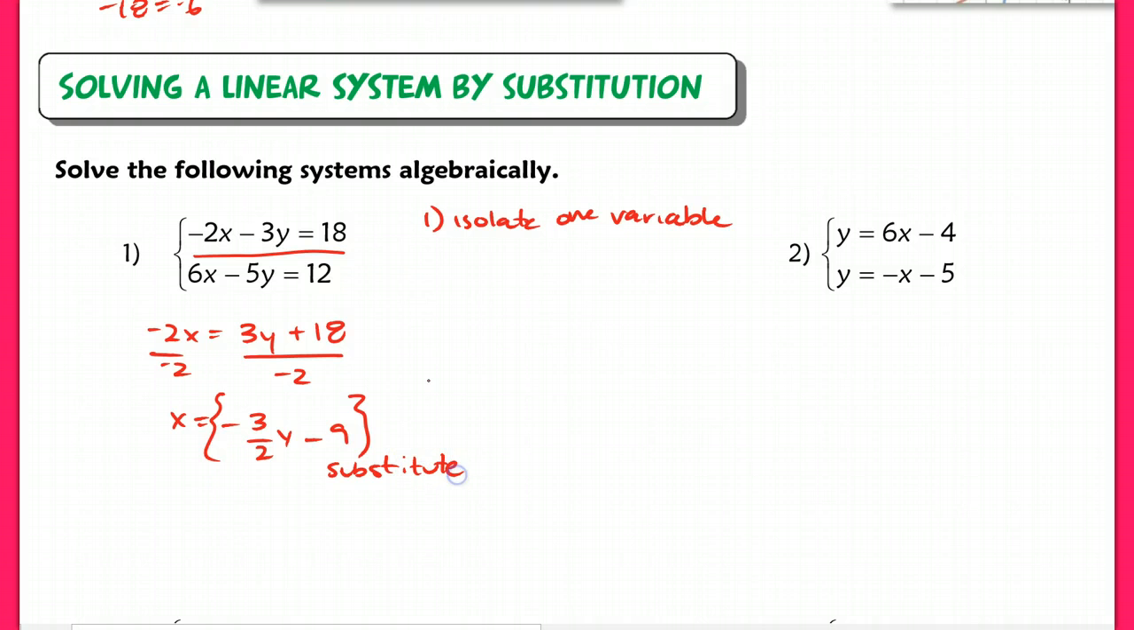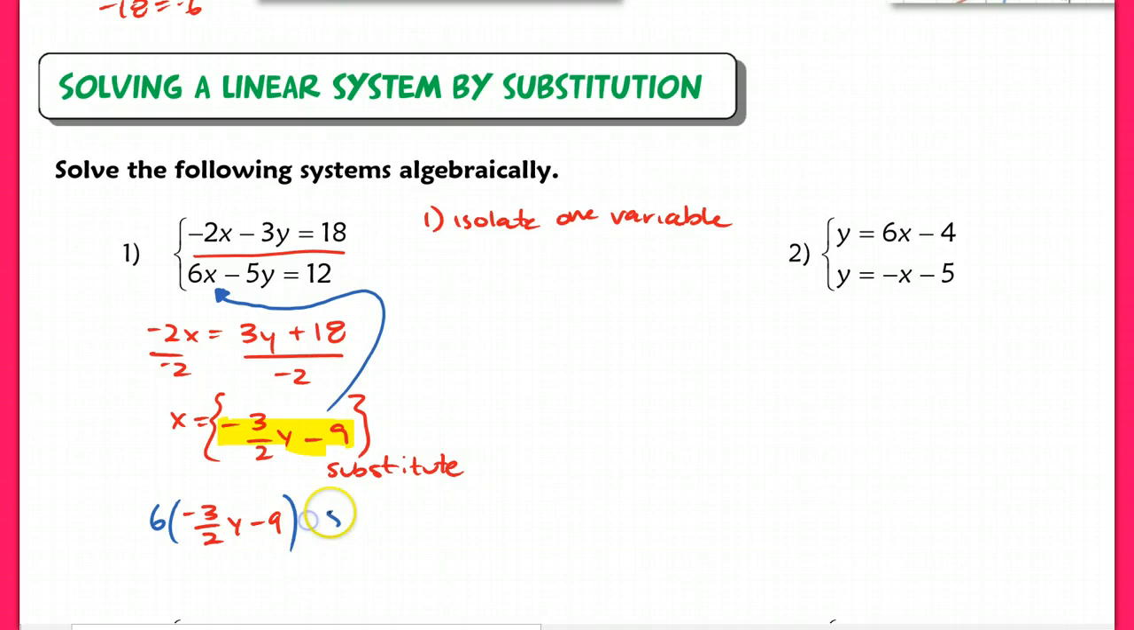So we're going to substitute this entire expression here, this -3 halves y minus 9, and we're going to plug it back in to our other equation, the one we did not use to solve, and plug that in for x here. Now when I do that, I have 6 times, I'm going to write this in red, -3 halves y minus 9, close that parentheses, minus 5y equals 12.